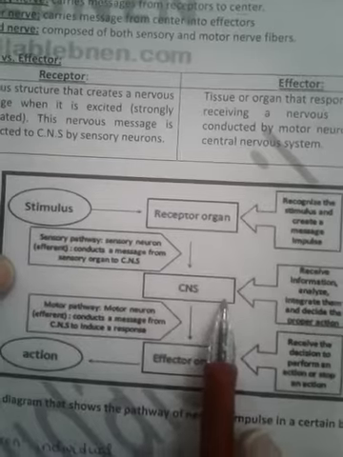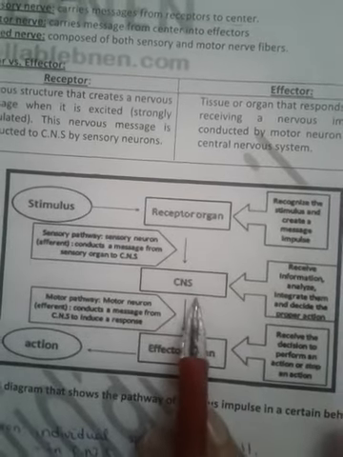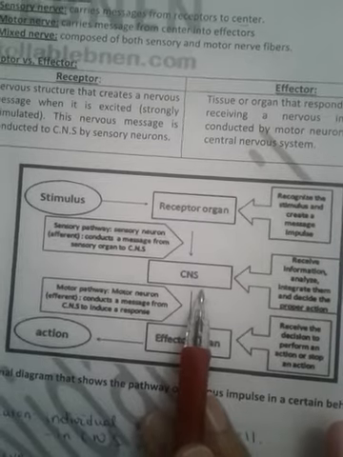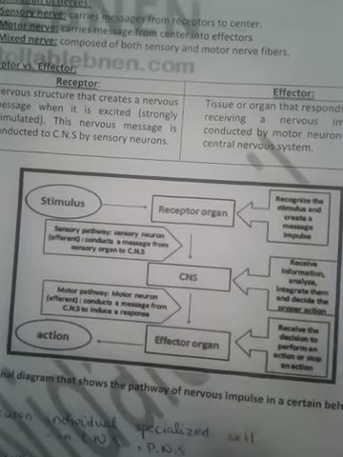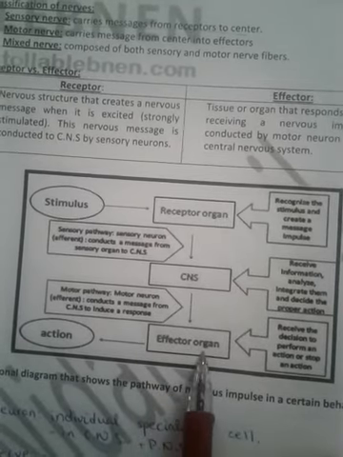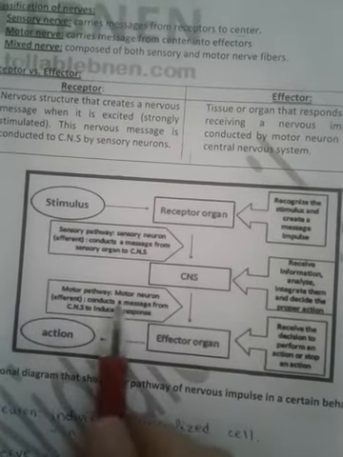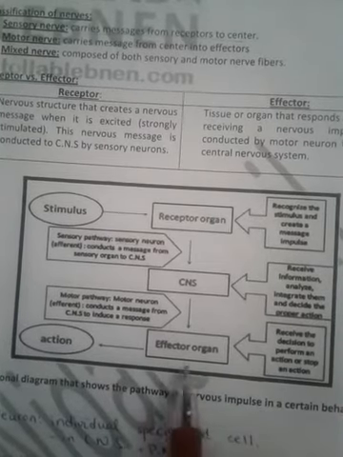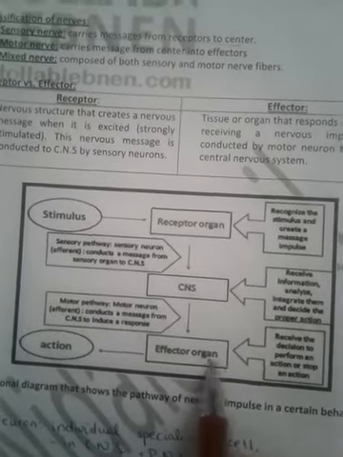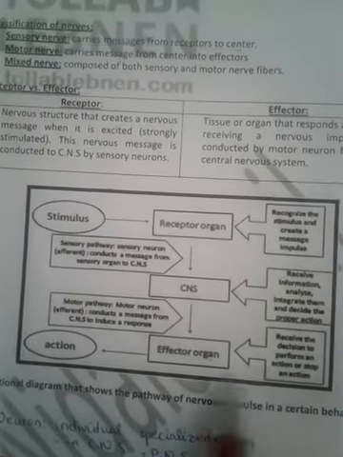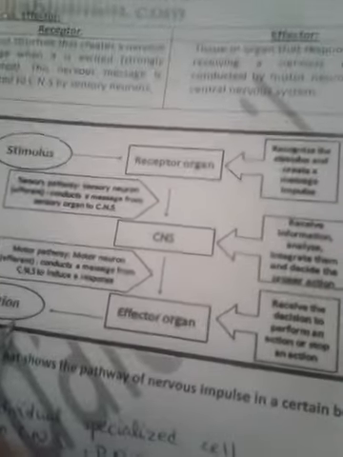In the central nervous system, we've got the interneurons, which receive the information and integrate it and decide upon the proper action. After that, it travels to the effector organ. How does it travel? Through a motor neuron, okay? And the effector organ will receive the decision to perform an action or stop an action. And finally, we've got an action.